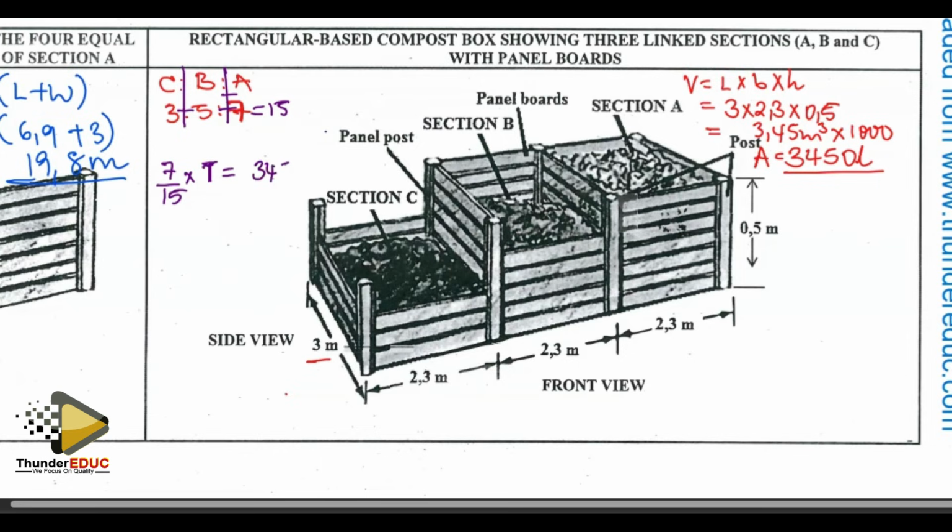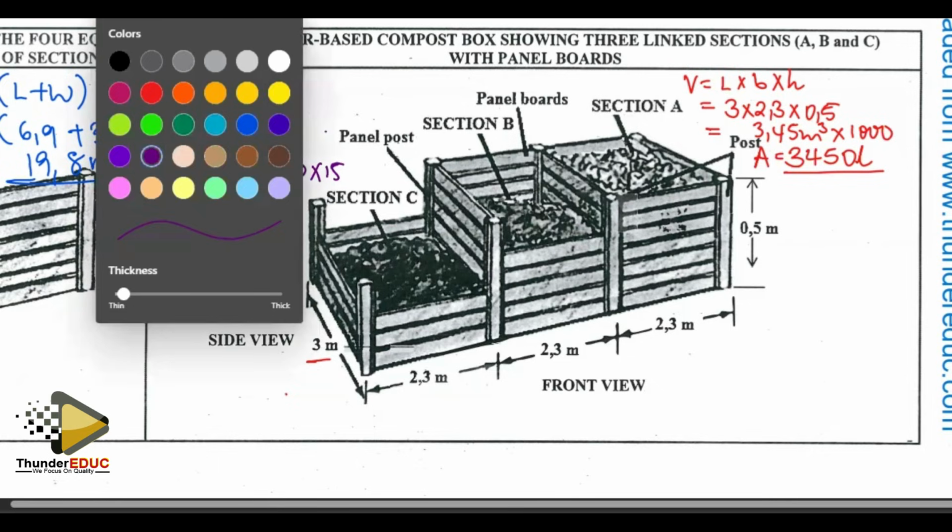They got 3,450. So what is the total compost here that we're looking for? We shall look for the T, which becomes 3,450 times 15. The reason why I'm multiplying by 15 is because I need to remove this 15 from here. So in that I remove 7T, so I divide through by 7 to get the value of T. So the total compost here is 7,392.86. These are liters.